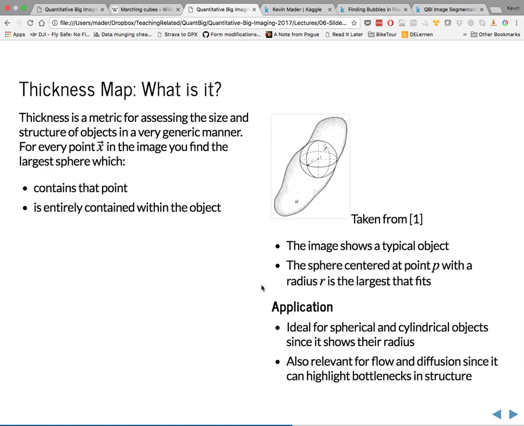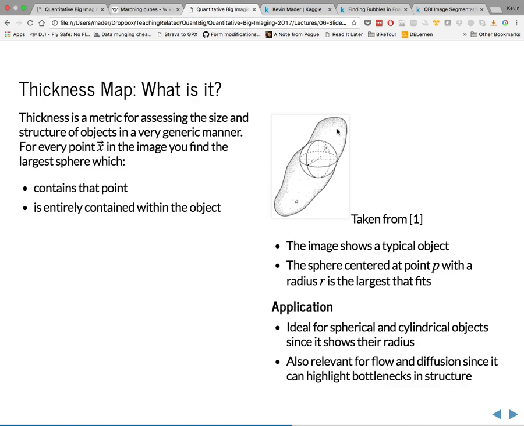So now to go on beyond that, one of the other very useful tools that we cover is this idea of a thickness map. It's a metric for assessing the size of structure of objects in a very generic manner. And this is, for every point X in the image, you want to find the largest sphere which contains that point and is entirely contained within the object.